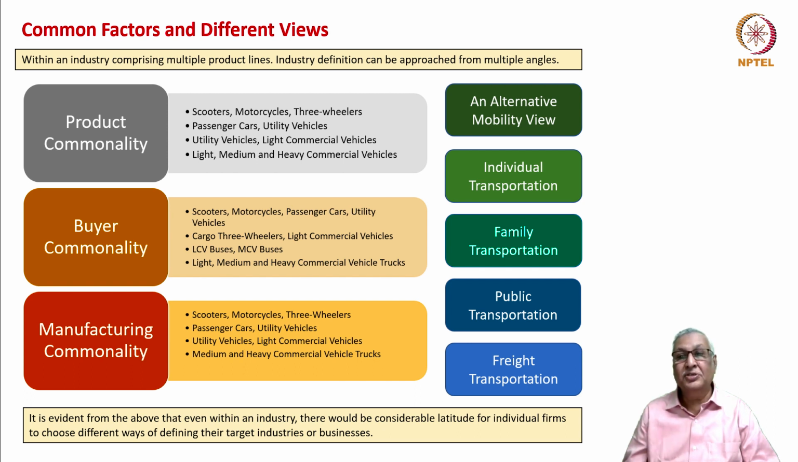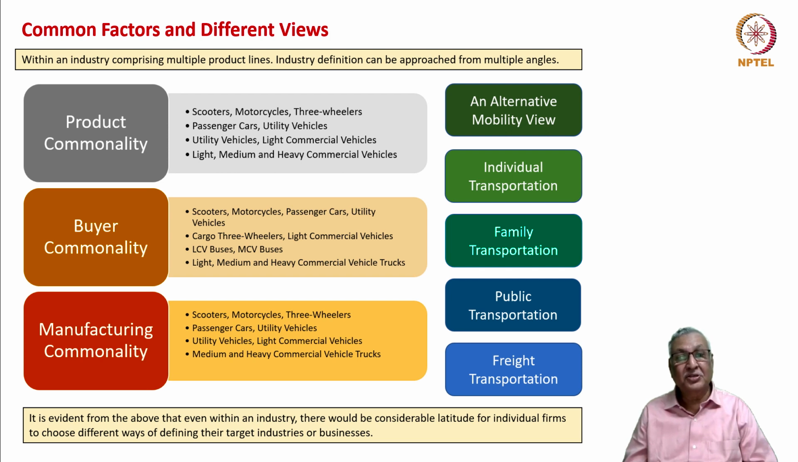There are common factors as well as different views. Within an industry comprising multiple product lines, industry definition can be approached from multiple angles. We can look for product commonality across three groups of products such as scooters, motorcycles and three-wheelers. They all look after micro personal transportation.